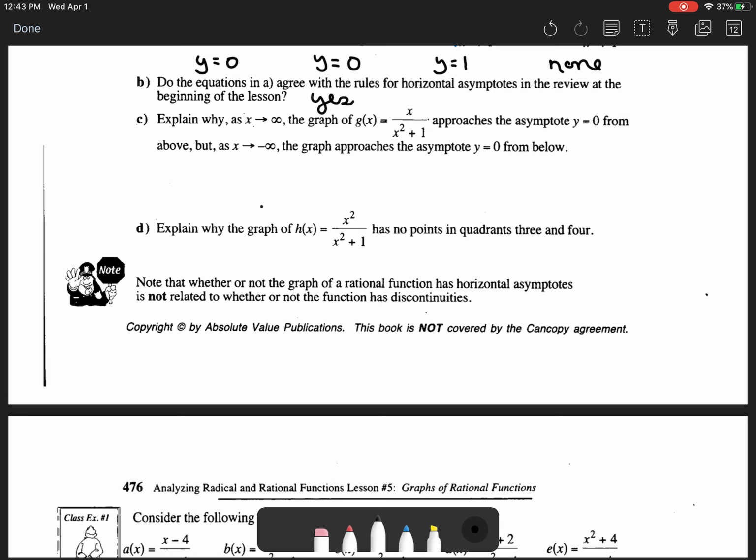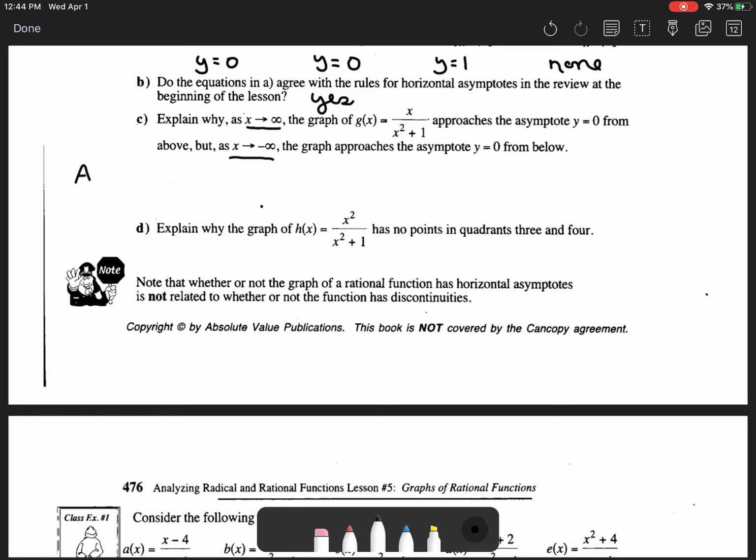In C now, again, a good question that is really representative of what this course is about in terms of notation and understanding what they're asking. So it says, explain y as, and this means as x approaches infinity. So that means as you're traveling along the x-axis to the right, that's positive infinity. The graph of x all over x squared plus 1, so that's the second diagram that they gave us, approaches the asymptote of y equaling 0 from above. But as x approaches negative infinity, it approaches the asymptote y equaling 0 from below. So we have to explain why that happens.